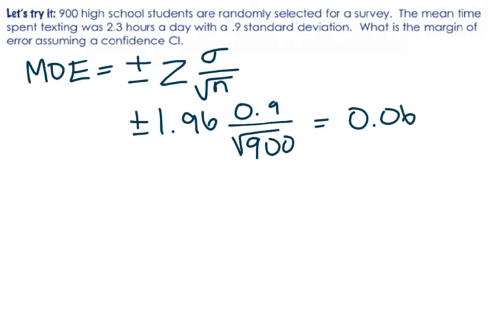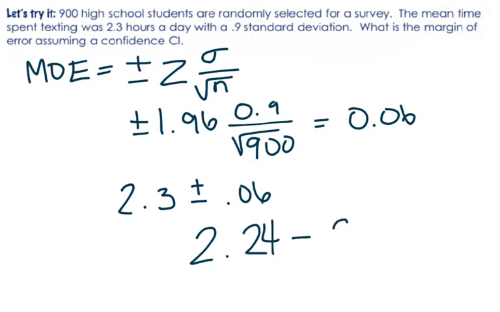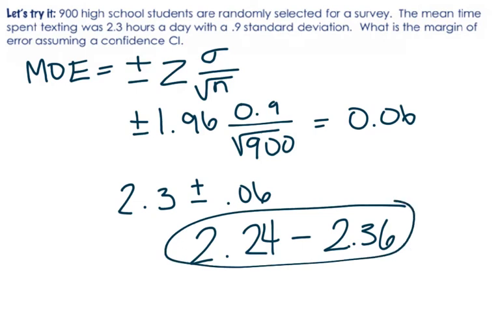So we found that the mean was 2.3, but our margin of error is 0.06. So if I add or subtract 0.06 from that, I'm going to find that the true number looks like this. So that's how we do these type of problems.